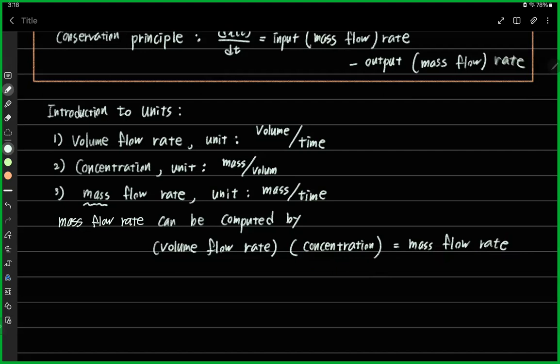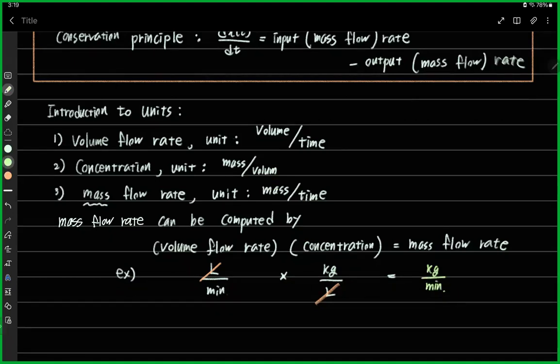So anyway, we're going to apply the unit for each term in this formula. Volume flow rate is going to be liter over minute, for example. Then times the concentration, which is mass over volume. Let me use kilogram over liter. So the liter and the liter cancel out, and we get kilogram over minute. It makes sense.